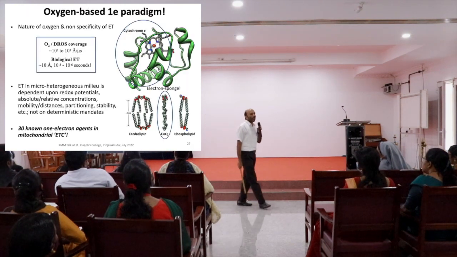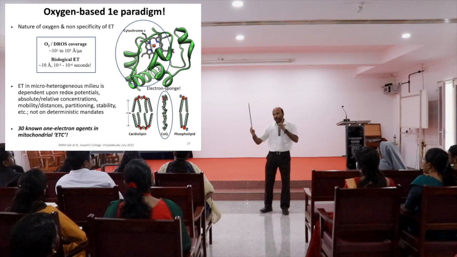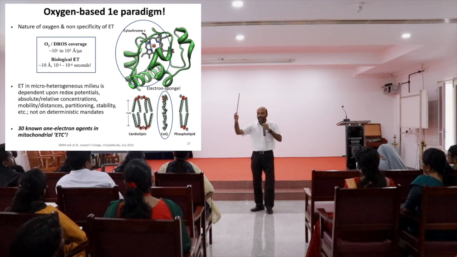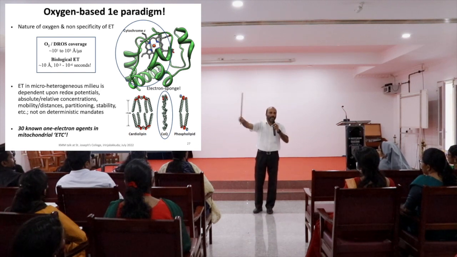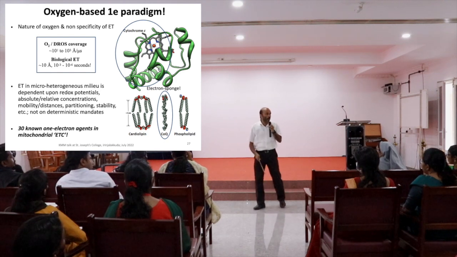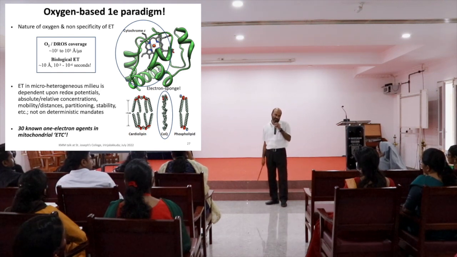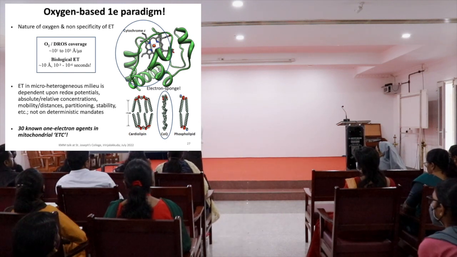Most importantly, oxygen's reactivity and mobility. Now, here the classical theory has one protein, one redox center. It moves one way, in a particular, chartered way. How can it move? Oxygen is present everywhere. Oxygen's mobility is 10 to the power 3 angstrom per microsecond.